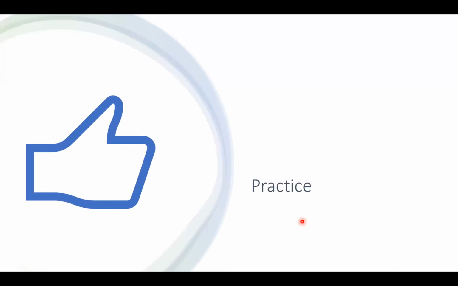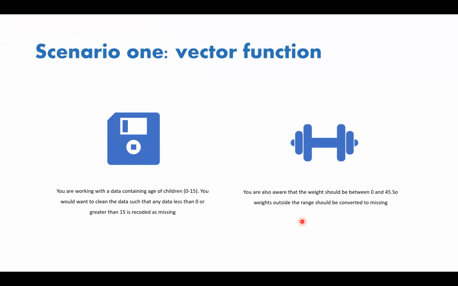All right. So to the practice sessions, I've created about five scenarios. We're going to try and walk through the five scenarios. The first scenario has to do with working with vector functions. So imagine we have data containing age of children. We've been told that these children are between 0 to 15 years. But the data you have has some values that are less than 0 and some values that are more than 15. So you want to record any values not within the 0 to 15 as missing. So imagine a function to do something like that.